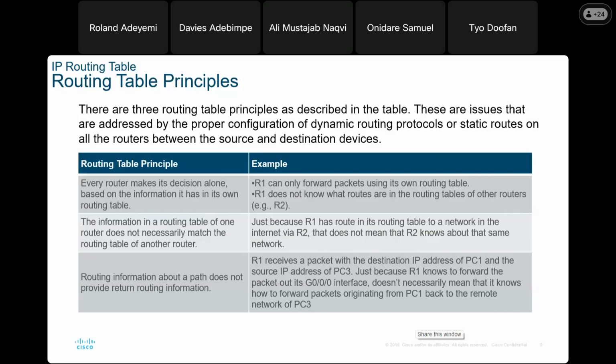There are 3 routing table principles as described in the table. These are issues that are addressed by the proper configuration of dynamic routing protocol or static route on all other routers between source and destination. Number 1, every router makes its own decision alone based on the information it has in its own routing table. I've explained that one. Number 2, the information in a routing table of one router does not necessarily match the routing table of another router.